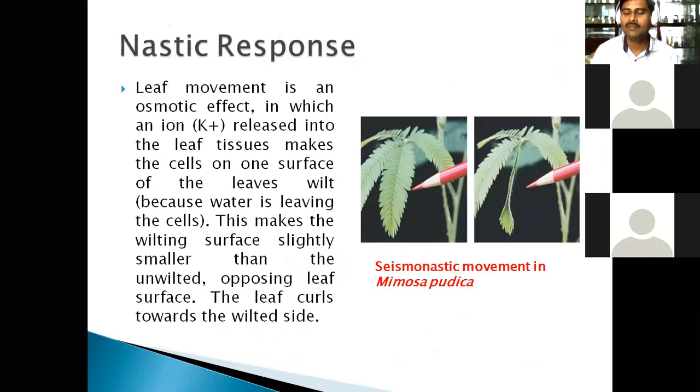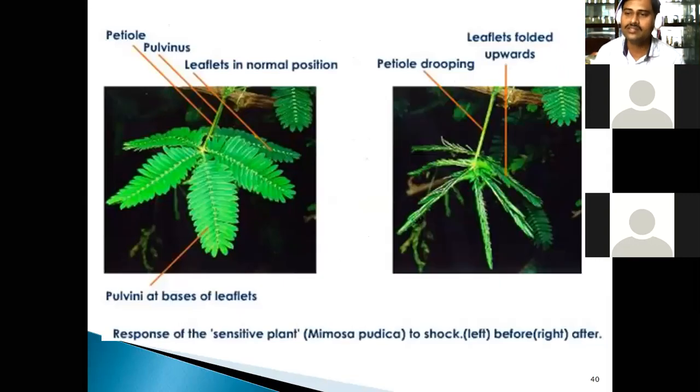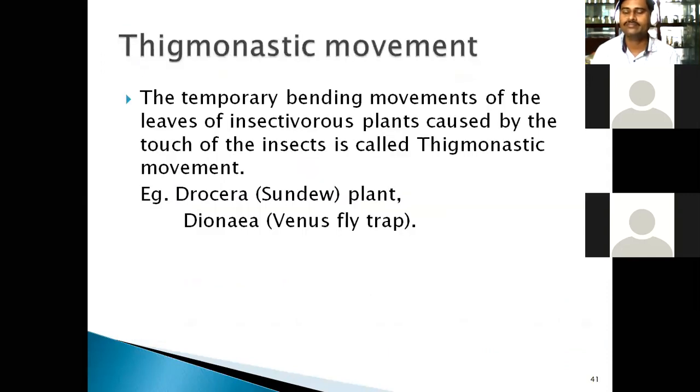So here, by touching with a pencil or any particular structure, you can easily see the dropping of the leaflet take place whenever we touch any leaf or leaflet. This is again the same picture, showing the pulvinus at the base of the leaflet that has been touched, so that it closes down the leaflet. Then the next movement is called Nastic movement.